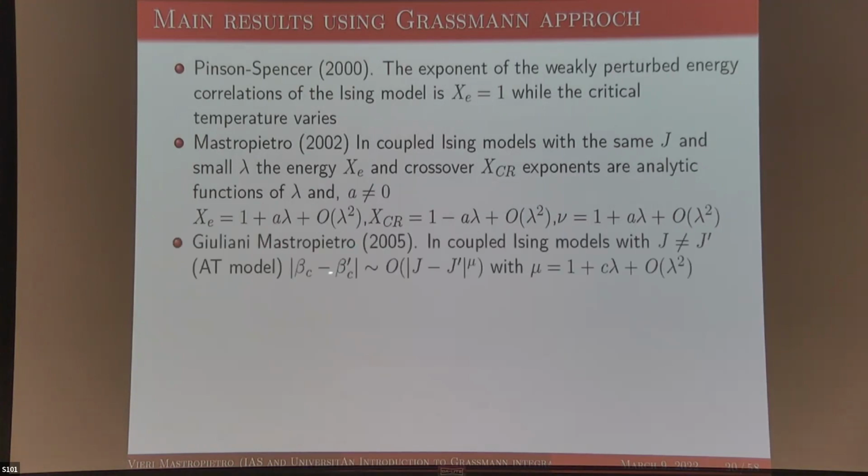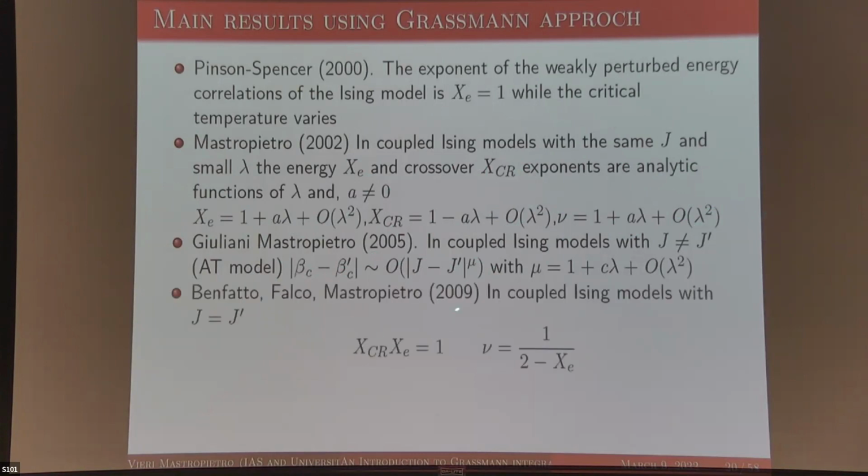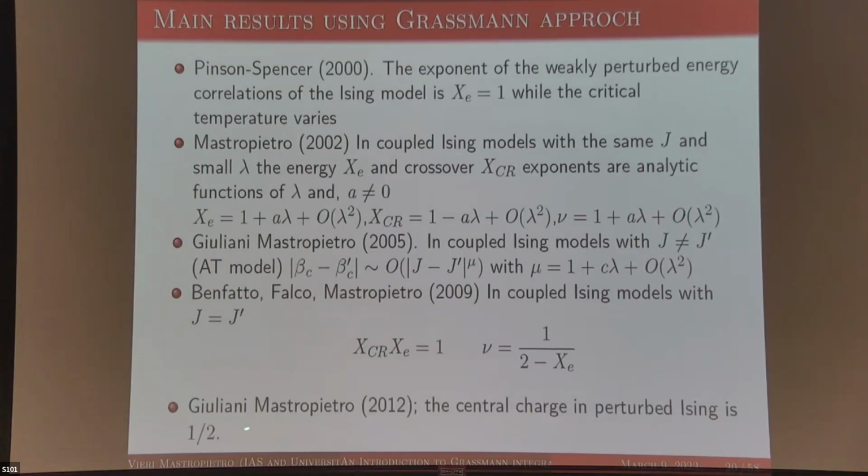Then with Giuliani, we considered the Ashkin-Teller model with different exponents, with different J, and we discovered a new exponent. Even the difference of the critical temperature scales with the critical exponent. So up to this point, it's very difficult to see any universality relation, because I should compute all the series to see this Kadanoff relation. Finally, in 2009, we were able to prove two of these Kadanoff relations, this one and this one. I will say maybe two words on how we were able to prove them. And then we also computed the central charge. So these are results up to 10 years ago.